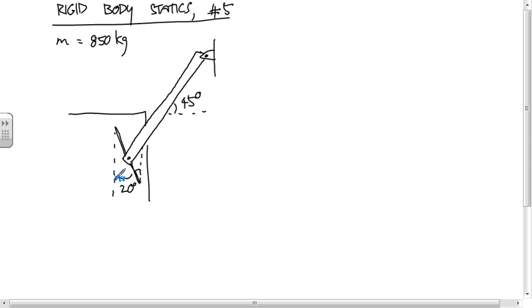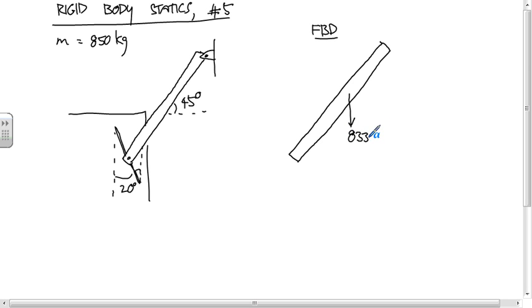All right, so we're going to isolate the bar. There's a downward force. What's 850 times 9.81? Okay. And up here, this is a pin joint. So this is the easy one. I'll do that one first to build up some momentum.